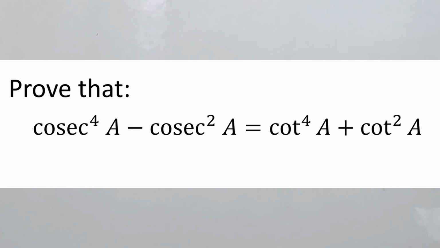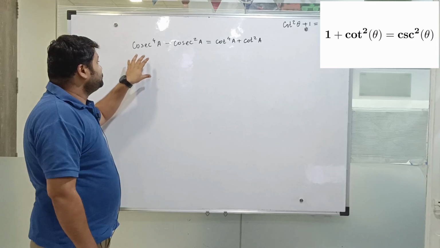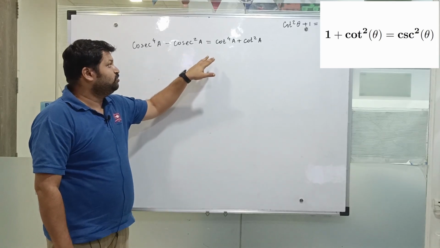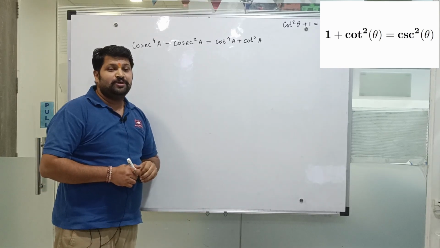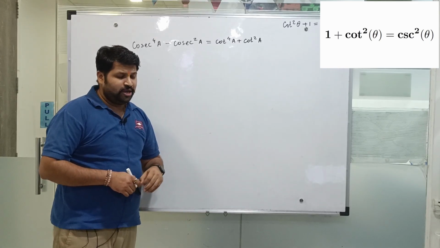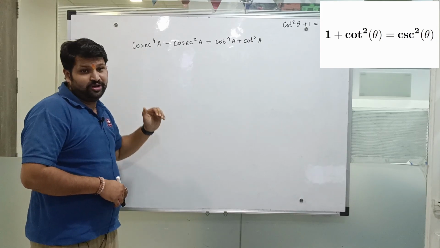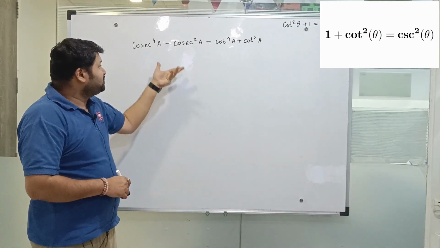The example is like this: cosec to the power of 4A minus cosec square A is equal to cot to the power of 4A plus cot square A. It's an interesting example. Now this example says cosec to the power of 4A minus cosec square A is equal to cot to the power of 4A plus cot square A. It's an interesting example because there are power of 4 involved in it. So now let us start with left hand side.